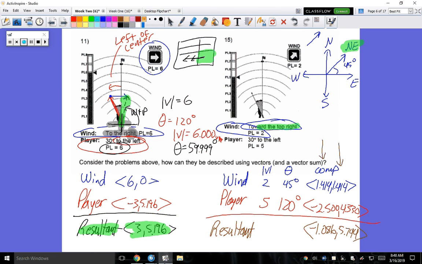Okay. Now if I want to know what direction it's traveling at, I'm going to do the same. I'm going to take the arctangent of 5.744, the y over the x. And let's see what we get here as far as what the calculator will give us. So we're going to take the arctangent, control divide of 5.744 over negative 1.086. Now this is what I was talking about.